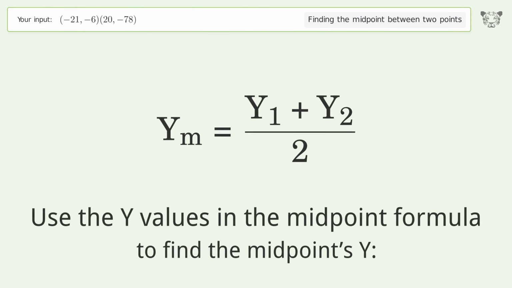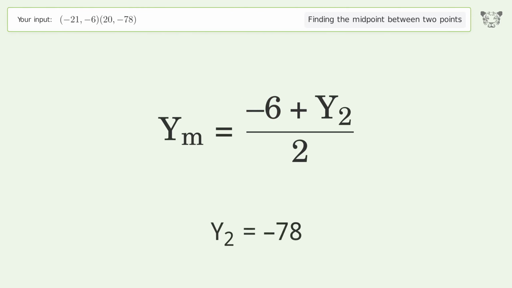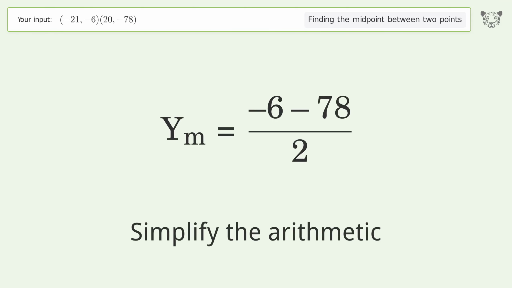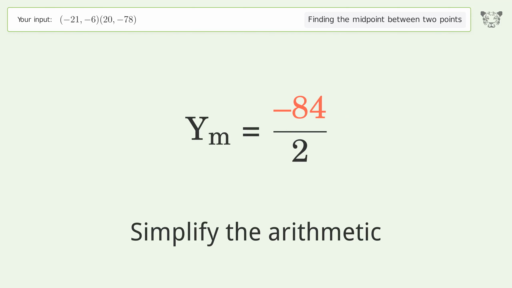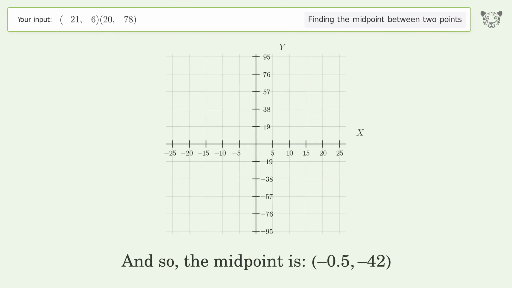Use the y values in the midpoint formula to find the midpoints y. y1 equals negative 6. y2 equals negative 78. Simplify the arithmetic. And so, the midpoint is negative 0.5, negative 42.